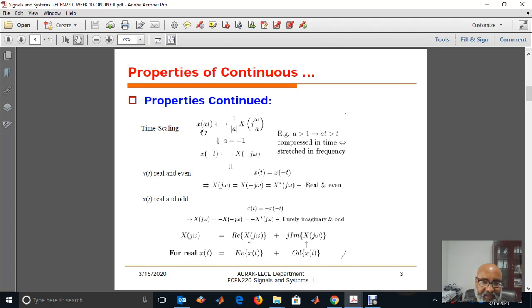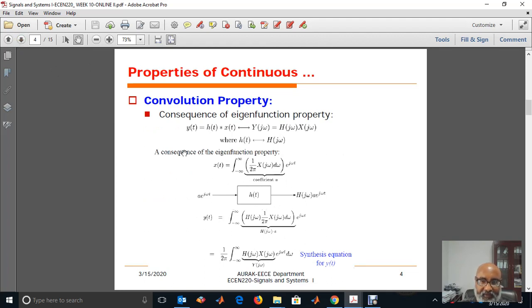Time scaling property. If I have x(t), then x(at) means scaling by a factor of a. Then when I change it to Fourier transform, it will be 1 over the absolute value of a times X(j omega over a). For example, if a is minus 1, what will happen? If a is minus 1, x(t) will become x(minus t). So what is x(minus t)? It means the signal is flipped in time. So when you flip it in time, it will be flipped in frequency. We will get X(minus j omega), and so on.